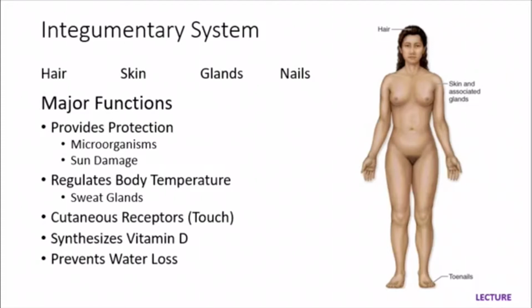There's lots of cutaneous receptors so that we can feel things. We're going to begin some synthesis of vitamin D. So I say synthesizes vitamin D. It's actually the first step in the synthesis. We'll look at that in chapter 7 because vitamin D is going to play a major role in bones.